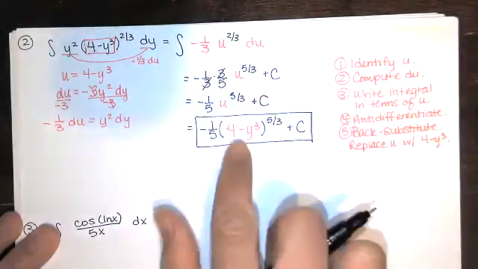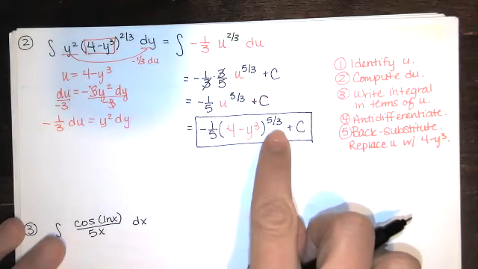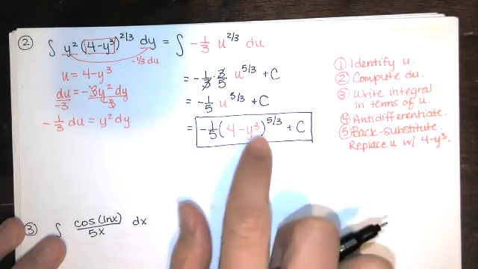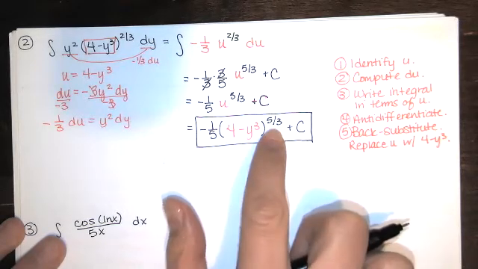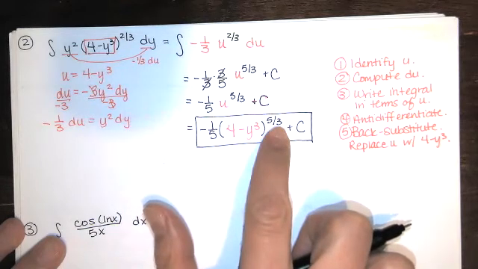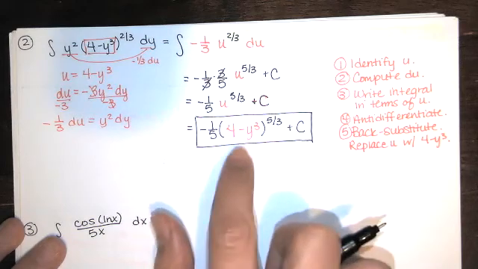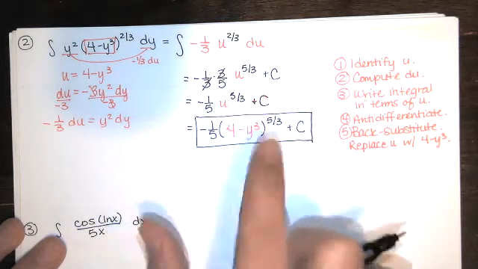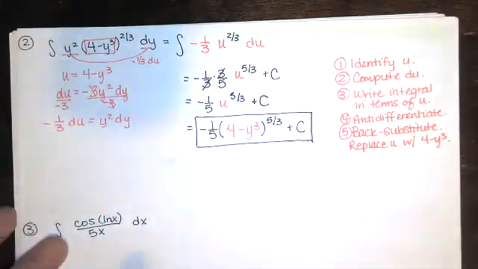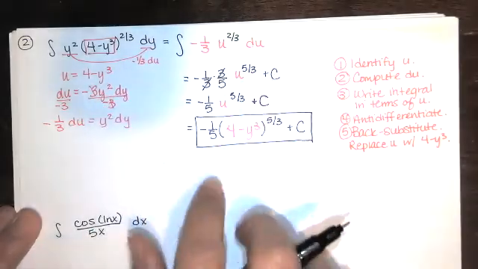And if you want, you could check, you could take the derivative of this. Negative 1/5 times 5/3 is going to be a negative 1/3 out front, times all of this to the 1 less power. So negative 1/3 times this to the 2/3 times the derivative of the inside. Derivative of the inside is negative 3y squared. The negative 1/3 and the negative 3 will cancel, and we'll just have a y squared times that. So it checks out. If you want, you can write that down and make sure that that checks out.